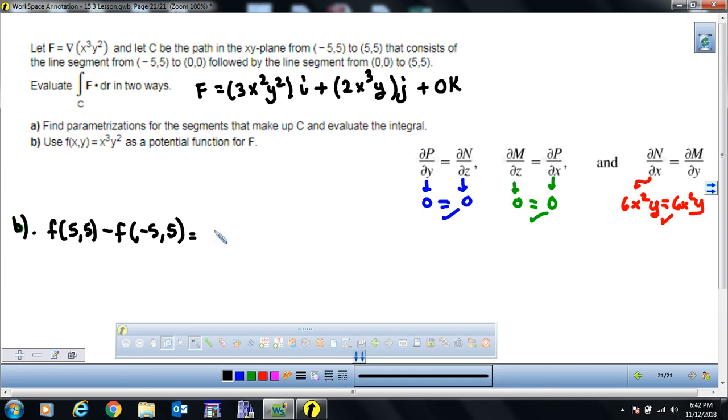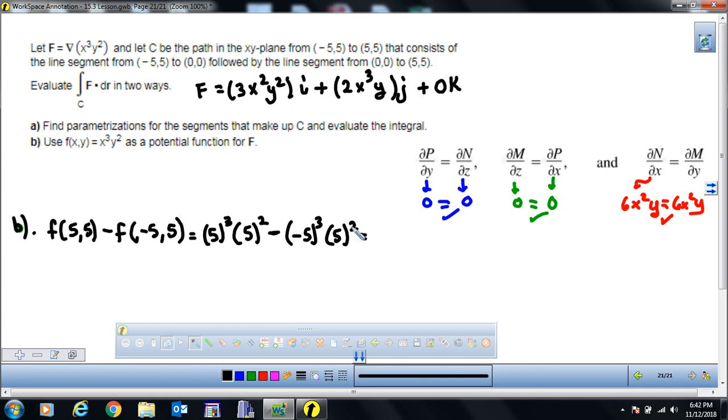So that's going to be, the potential function is this one, x cubed y squared. So then I can put it as 5 cubed, 5 squared, minus -5 cubed, 5 squared.